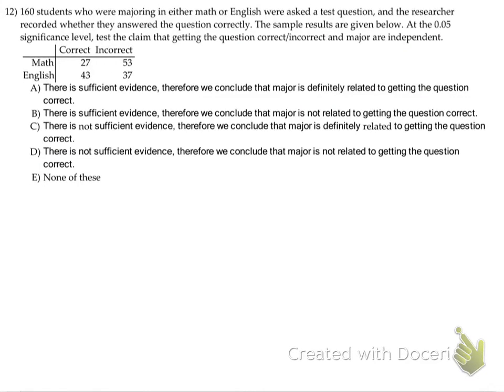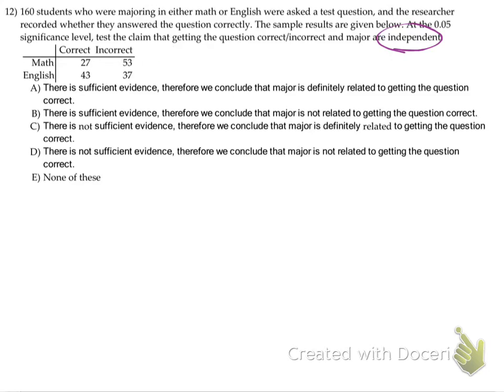Okay, so number 12. 160 students who were majoring in either math or English were asked a test question, and the researcher recorded whether they answered the question correctly. The sample results are given below. At the .05 significance level, test the claim that getting the question correct or incorrect and major are independent. There's the key word, right? Independent. So this is a test for independence.